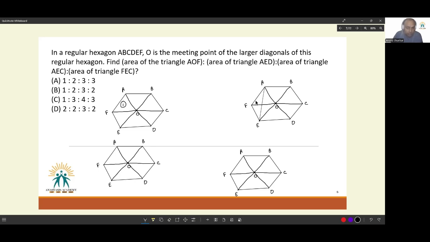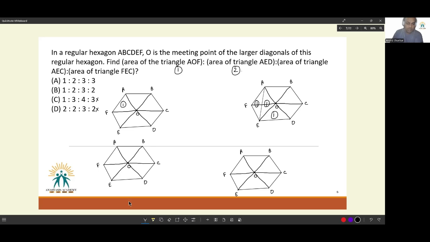So AFEO's area of 2 has been divided equally into 2 parts, 1 and 1. So this is an area of 1. This is an area of 1. And OED has an area of 1. So for AED, the area of triangle AOF was 1. Area of triangle AED will be 2. This would help us rule out these two options.